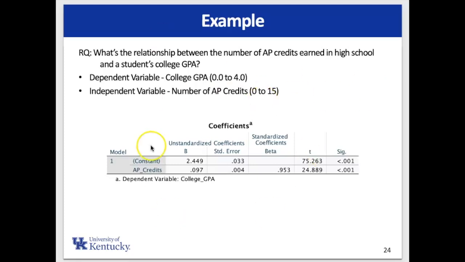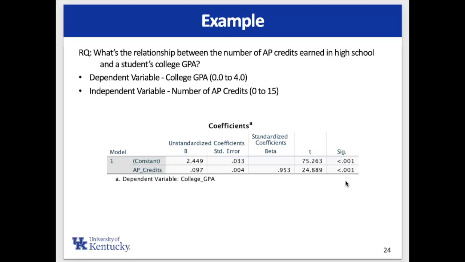And so we already have the output of this. We ran it through SPSS, and this is our output. So the constant, or the intercept, that B naught in our equation is 2.449, and our coefficient for the AP credits is 0.097. So remember that when we are making interpretations, we want to look at both the coefficient and also the significance level, because if it's not statistically significant, then it's not something that we would report.